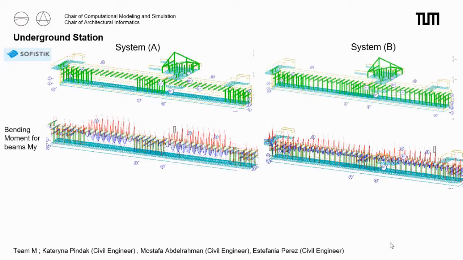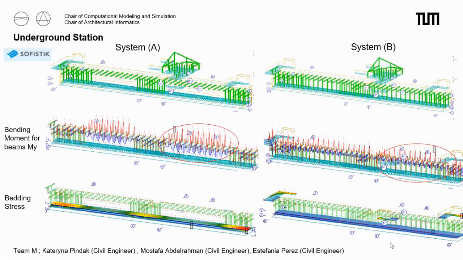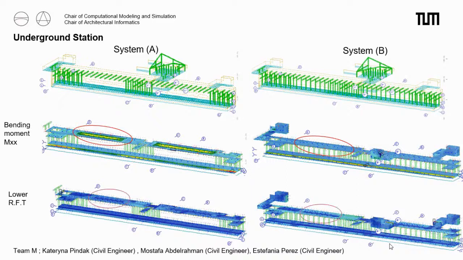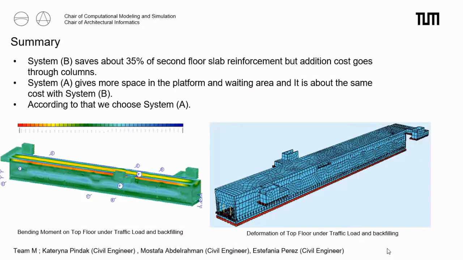For bending moment for the beam, we could see the increased value in system A compared to system P, and for bending stress we could see the effect of removing columns on system A. And for bending stress on the second floor slab, we could see the increased value of positive moment at system A, which affects the lower reinforcement in X direction, and I noticed that system P saves about 35% of slab reinforcement. The summary can be presented in some points. System P saves about 35% of slab reinforcement, but additional cost goes through columns, and system A gives more space in the platform and waiting area, and it's about the same cost as system P. That's why we chose system A.